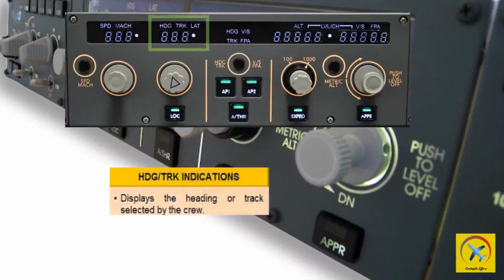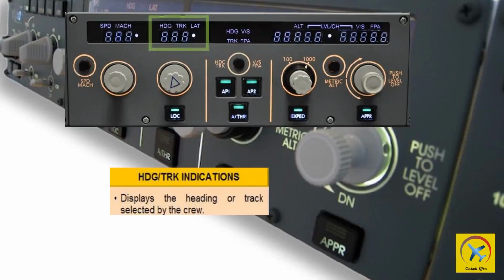The heading or track window displays selected heading or track, displays dashes when a managed lateral mode is engaged. The lateral mode light illuminates to indicate managed lateral mode is either armed or engaged. The heading or track selector when rotated, changes the value displayed in the heading or track window. When pushed, navigation arms or engages and the lateral mode light illuminates.